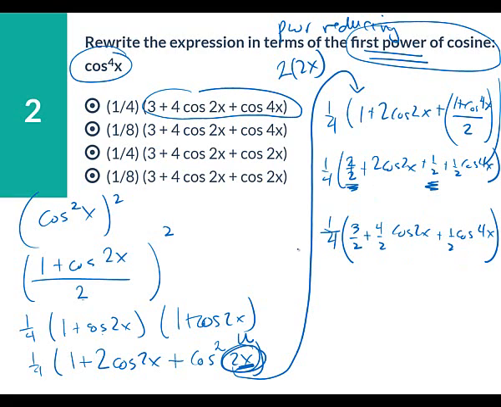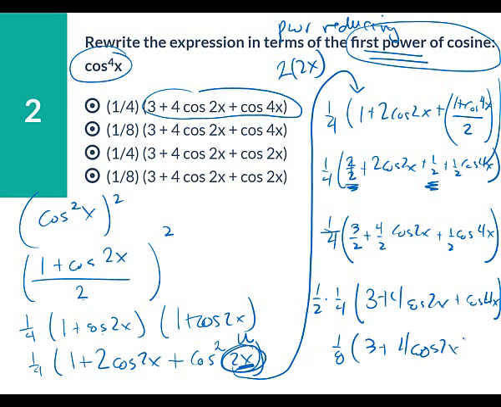I'm going to factor out a 1/2. So I have 1/2 times 1/4. So that means all of these 2's in the denominator are gone. And I get 3 plus 4 cosine 2x plus cosine 4x. What's 1/2 times 1/4? 1/8. That was one of our choices there. So I think it's this one, isn't it? Is it B?